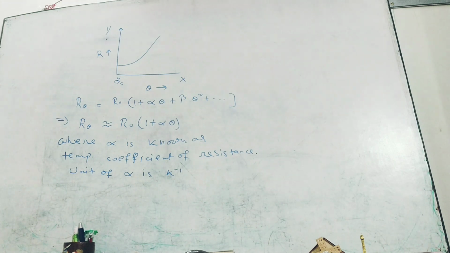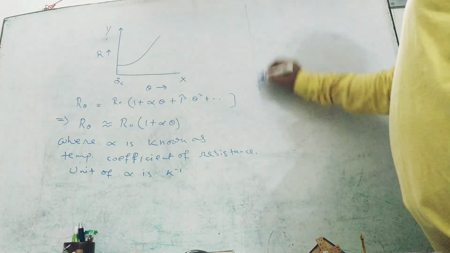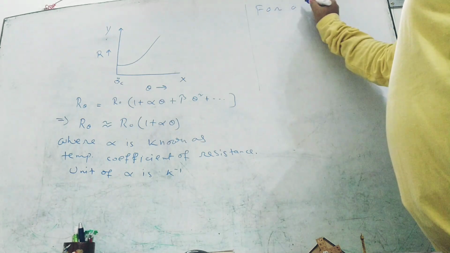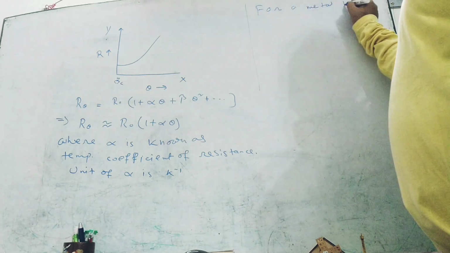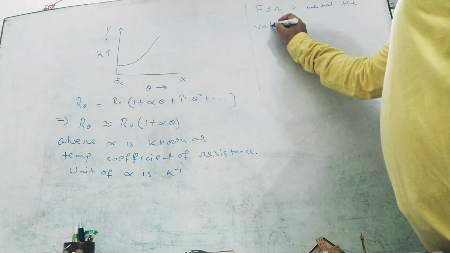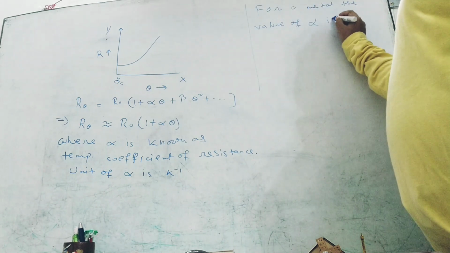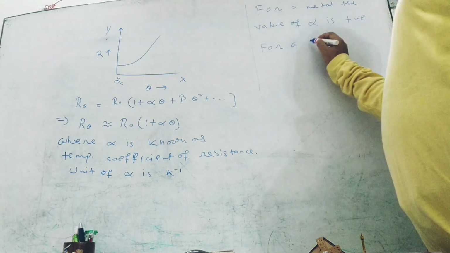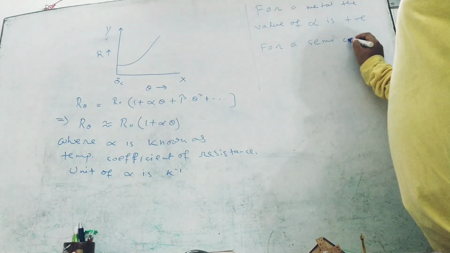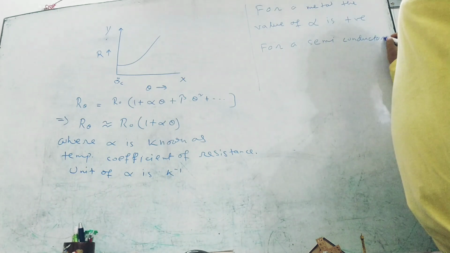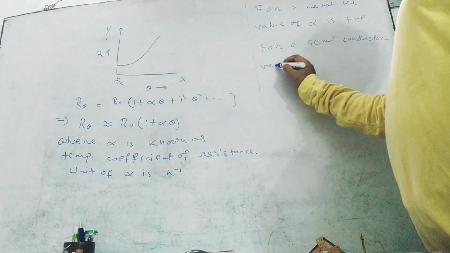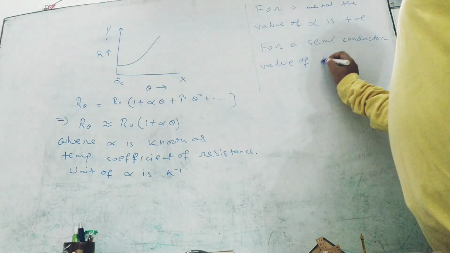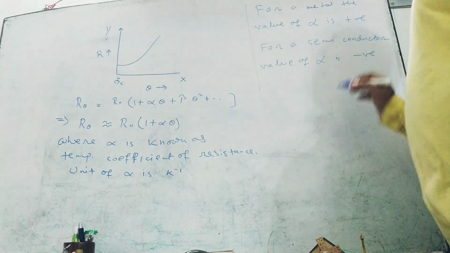For a metal, the value of alpha is positive, and for a semiconductor, the value of alpha is negative.